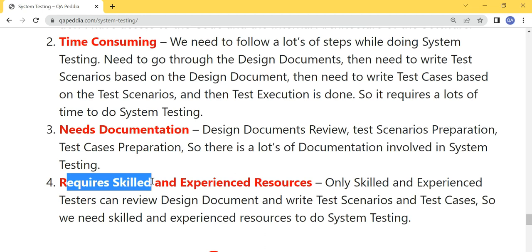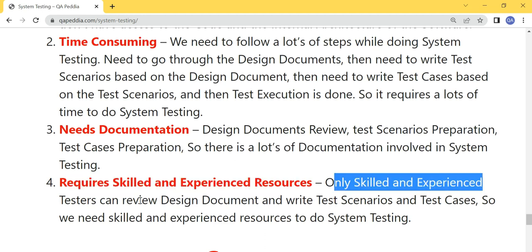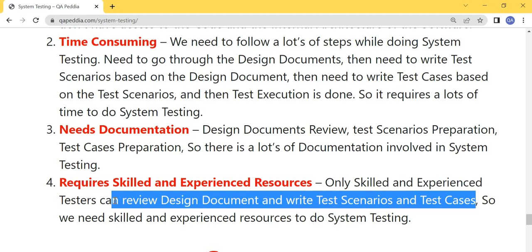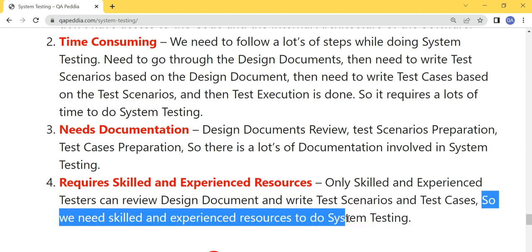Then requires skilled and experienced resources. Only skilled and experienced resources or testers can review the design document, write test scenarios, or write test cases. So all these things can be done only by skilled and experienced resources. So we always need skilled and experienced resources to do system testing.